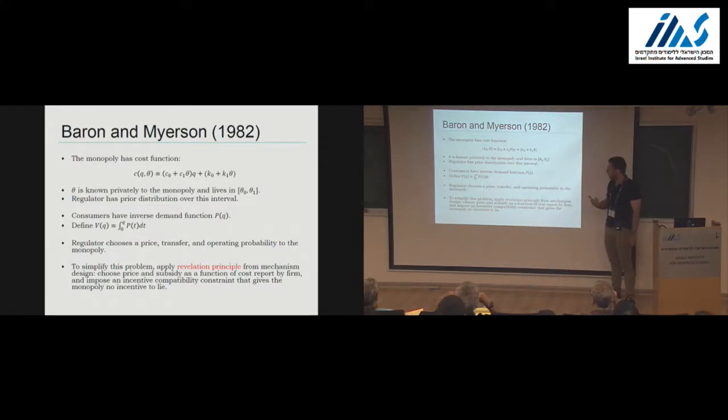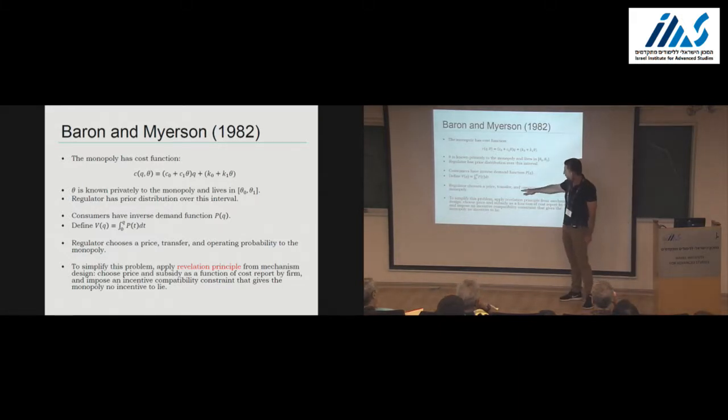They're going to let the regulator choose a set of functions. The way they set this up is the regulator asks the firm what its cost is. Depending on what the firm reports as its cost, its theta, they say, with that report you can charge this price, I'm going to write you a check for this transfer, and I'm also going to give you a probability of operating. You can think of this world as 0, 1. You either get to function or you don't function.